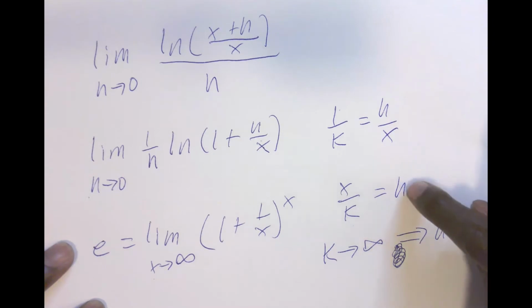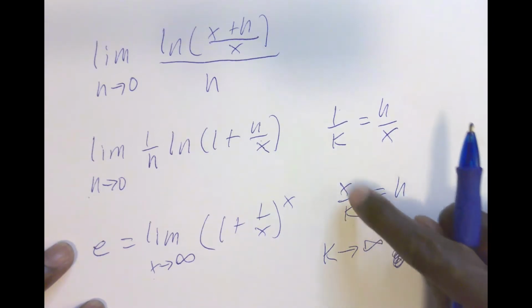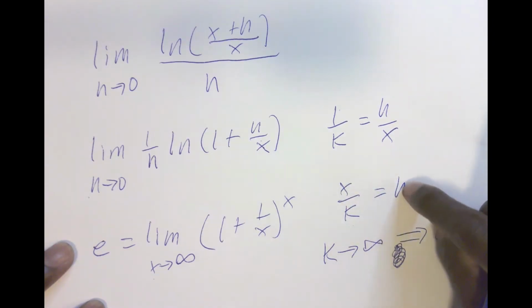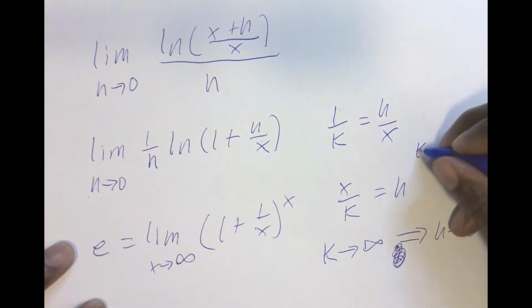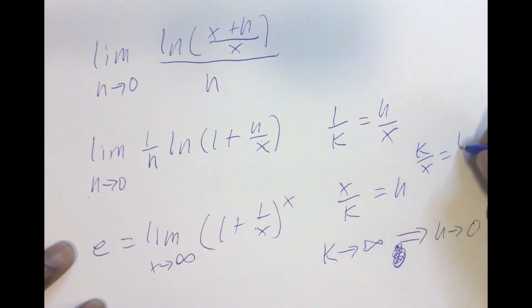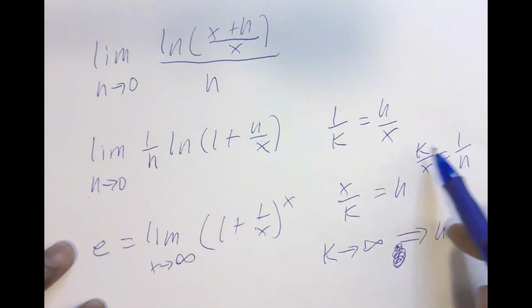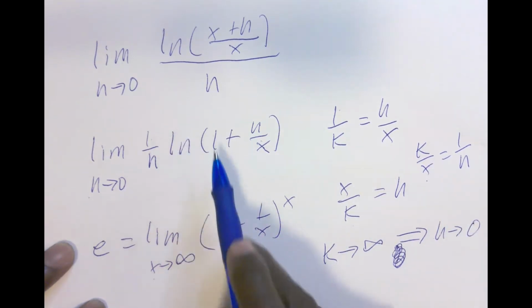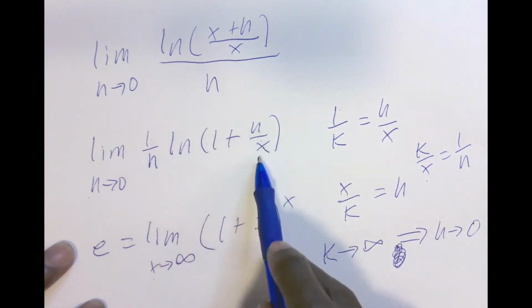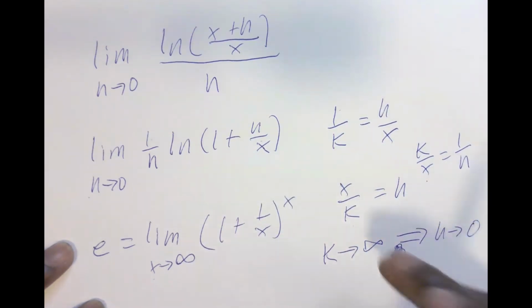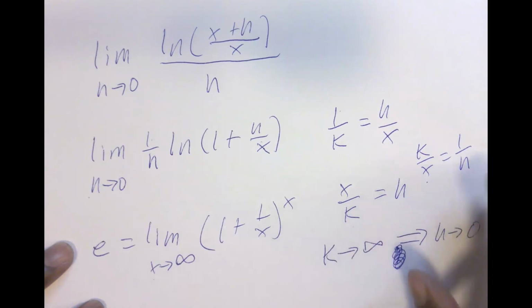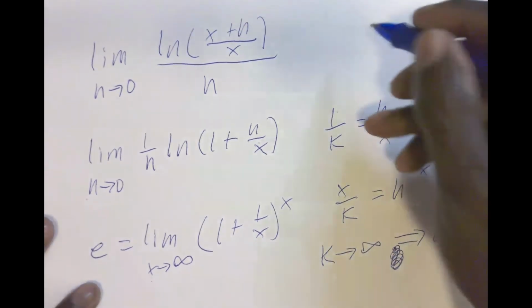So notice that x over k is h. If we take the reciprocal of each side, that means that k over x is 1 over h. So I'll turn this 1 over h into k over x. And then ln is ln, 1 is 1, and then the plus h over x will turn into 1 over k. So let's go ahead and make that transition. In fact, let me write it right here.